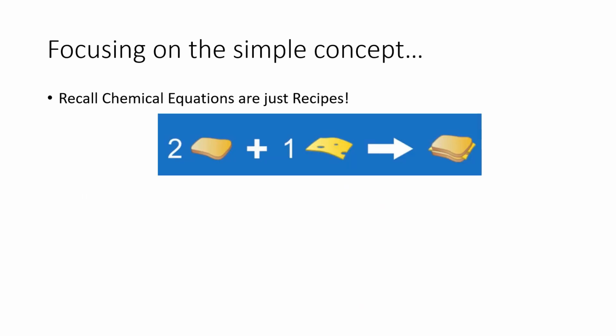So let's start with something easy first. So recall that chemical equations are nothing but recipes. So I have this chemical equation / recipe here. 2 bread plus 1 cheese will give me 1 cheese sandwich.